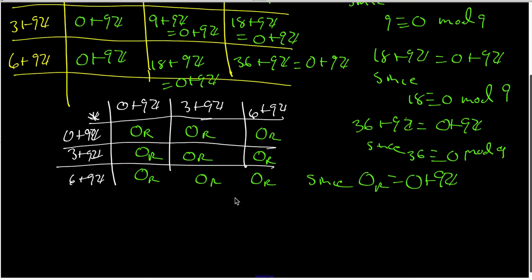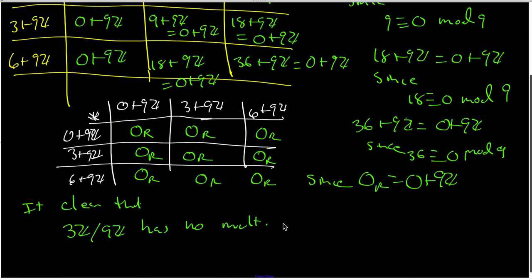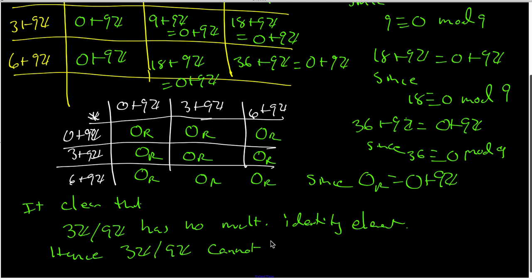And if we look at this particular table, it becomes clear that 3z mod 9z has no multiplicative identity element. Hence, 3z mod 9z cannot be a field, even though its multiplication is commutative. And that completes this video.